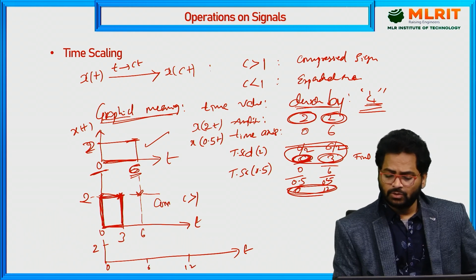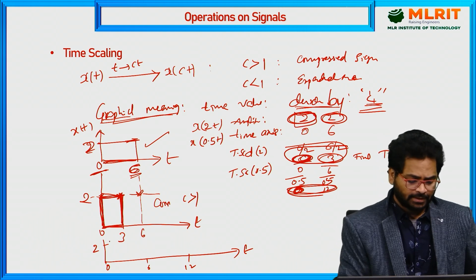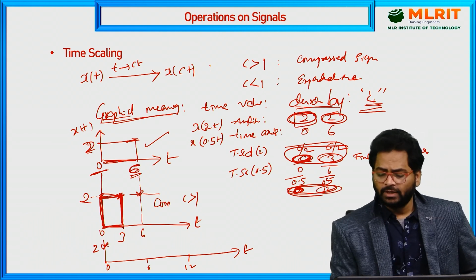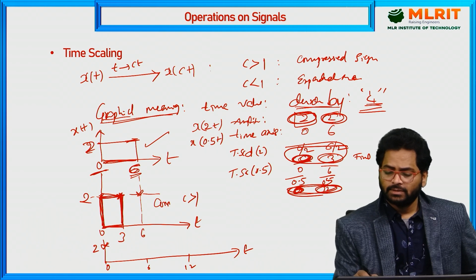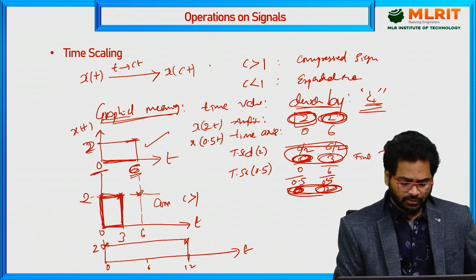So at 0, your time value and amplitude is 2, fixed one. Next I am taking it at 0 is this one. Next at 12, you will have the amplitude 2. That means around this one. So my signal looks like this.